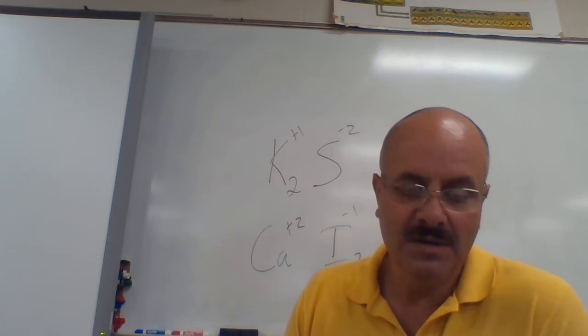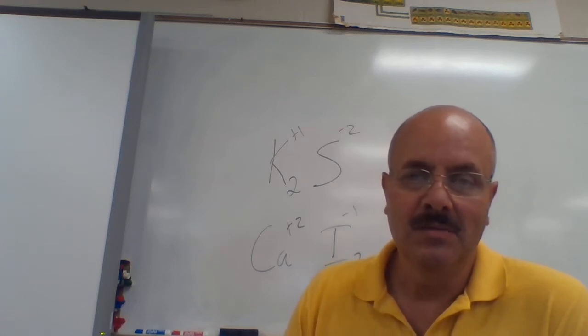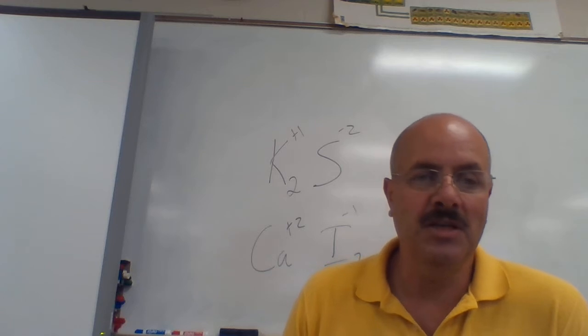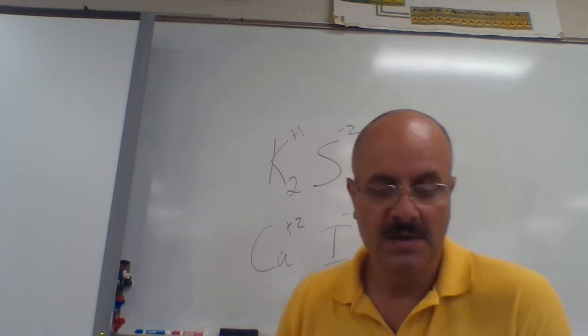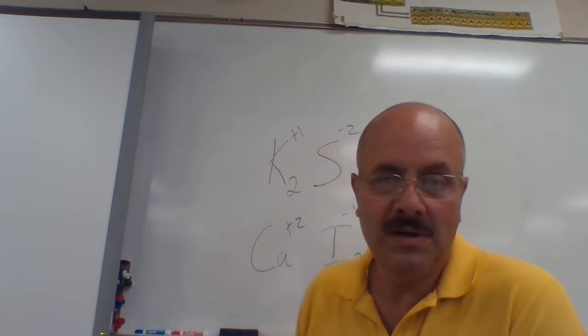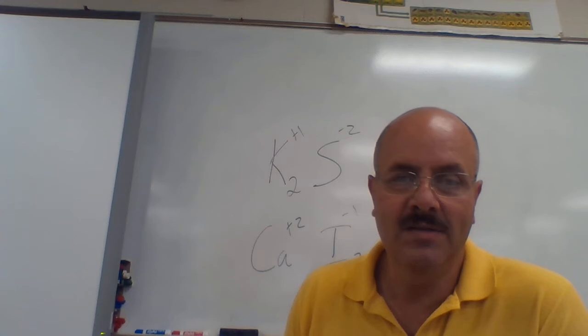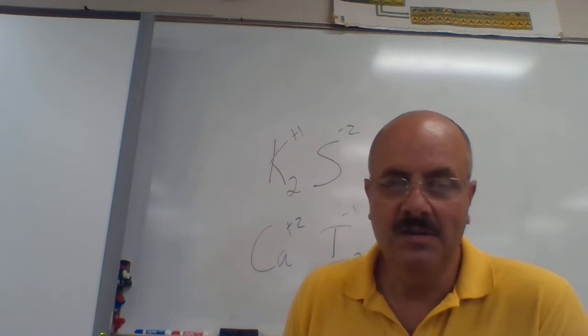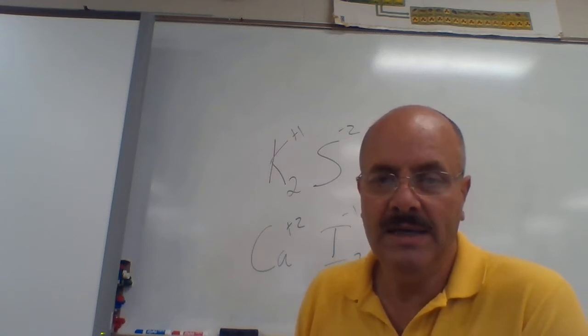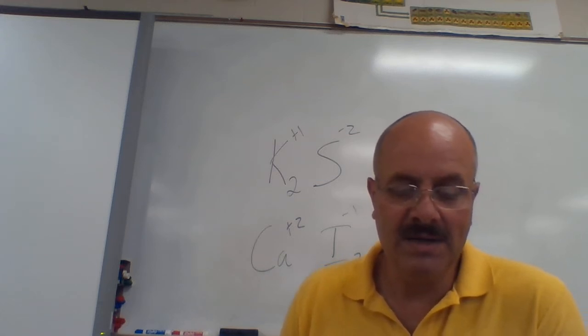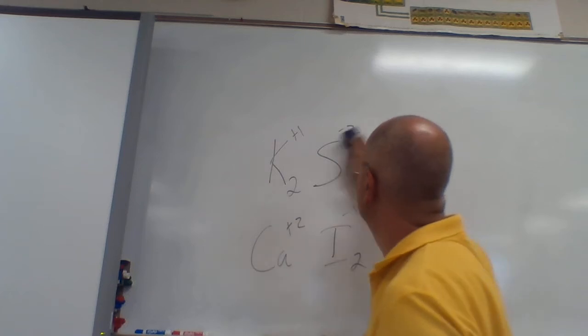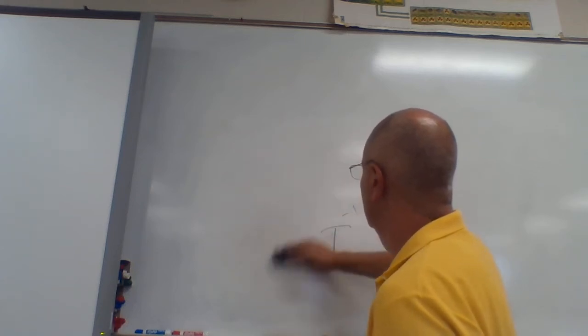Fe is iron. S is sulfur. Well, it ends in ur, so we change it to ide. So it becomes iron sulfide. Letter D, AlF3. Al is aluminum. F is fluorine. Ends in ine, so we change it to ide. So this becomes aluminum fluoride. All right, number 28, we got to combine these guys. So we're going to write these formulas.